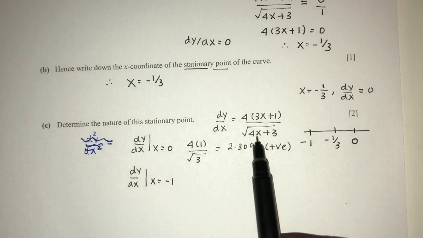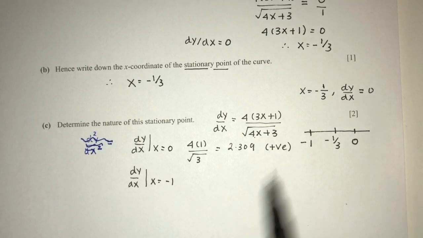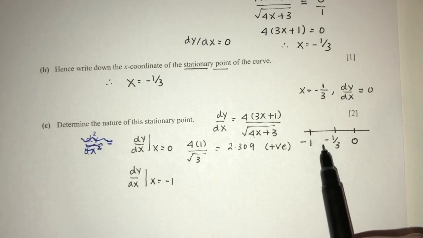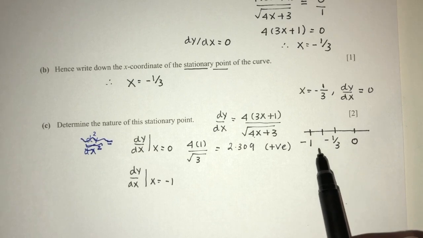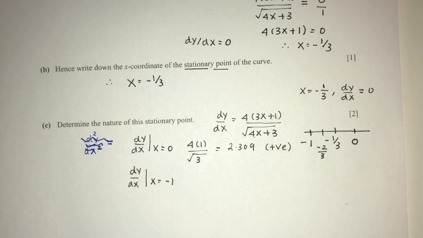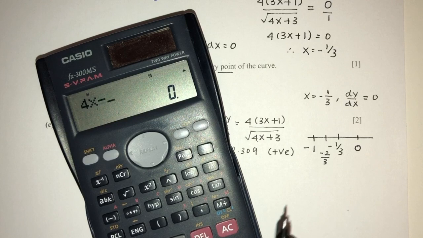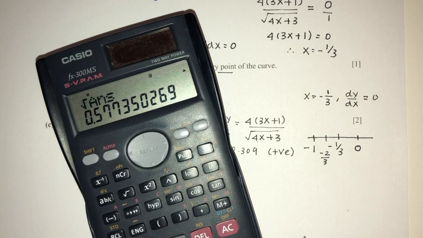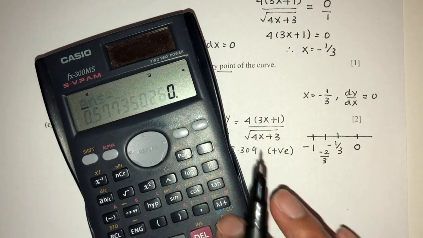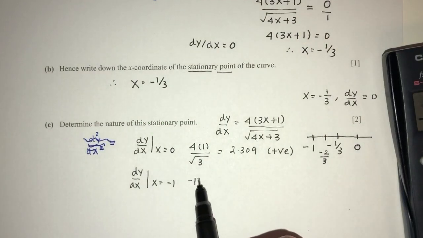So minus 1 is not a valid value. Let me choose something else. Let me choose a value in between. What do we have? We have minus 2 over 3. Let me choose this value. So you have 4 times minus 2 over 3 plus 3. The root of that will be something positive. On top we have minus 8 divided by that value. That will be minus 13.8.